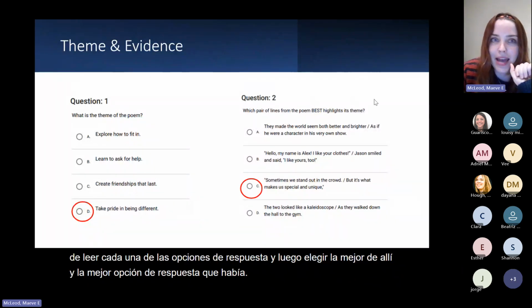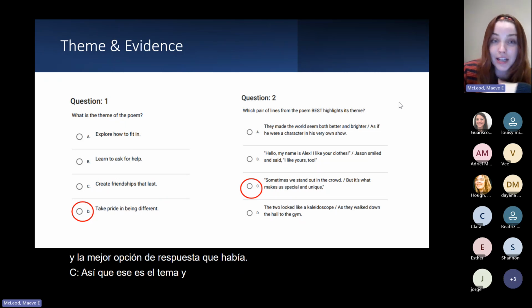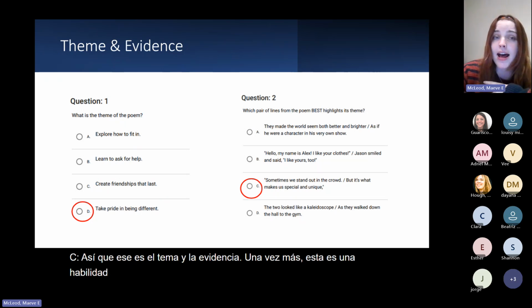So that is theme and evidence. Again, this is a skill that we are continuously practicing during bank time, in our homework, even in class time.